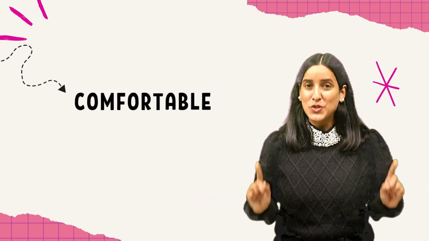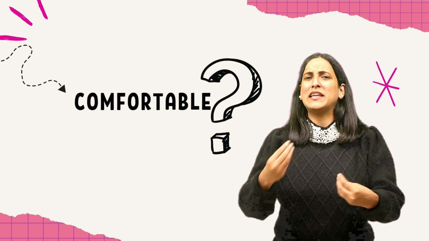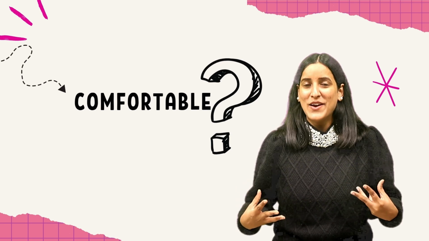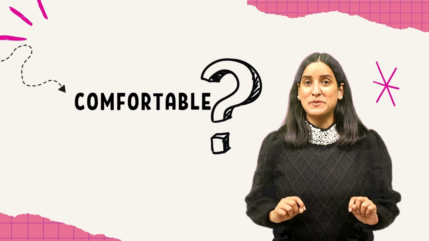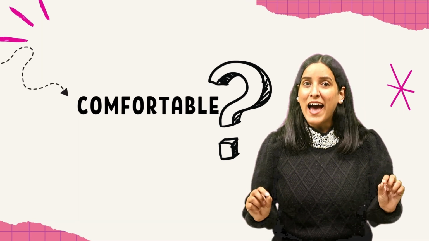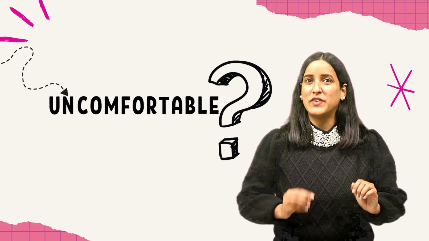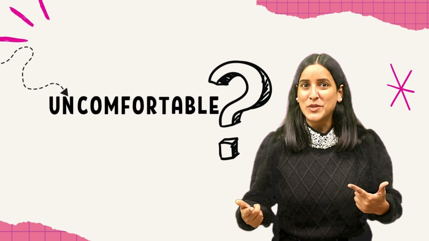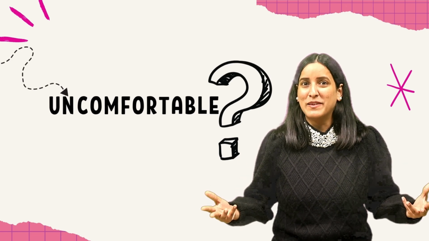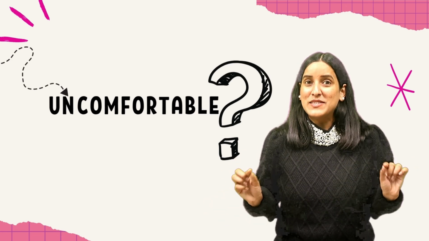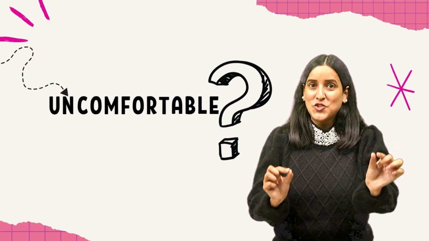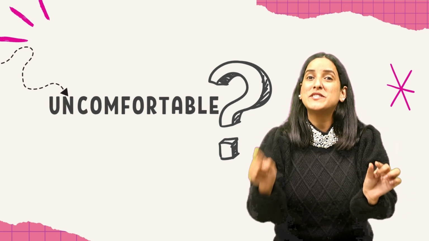Comfortable, right? Do you know what that means? Well, it means feeling good or feeling at ease, right? Now, what's the opposite of this word? Well, if we add un in front of it, we get the word uncomfortable, which is the opposite of comfortable. Wow, did you see that? Just by adding these two letters, we've got the opposite of this word.